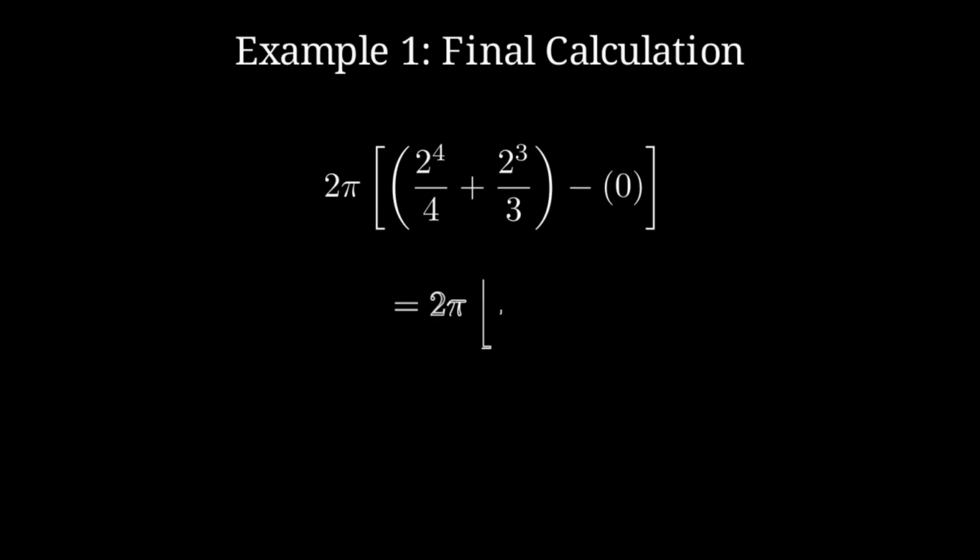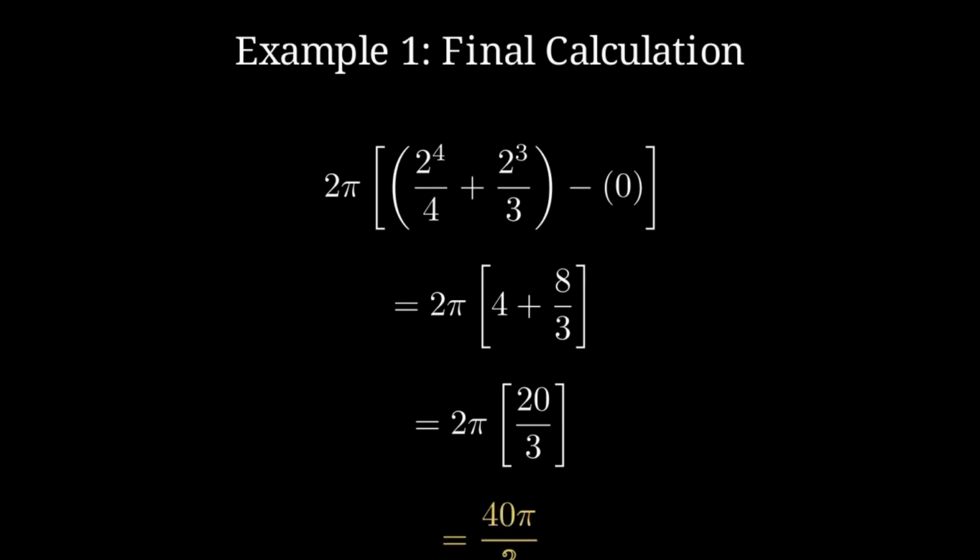Four plus 8/3 equals 20/3. Multiplying by our constant 2 pi, we get a final volume of 40 pi over 3 cubic units. This represents the total space occupied by the solid.